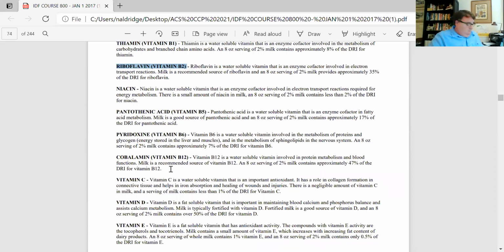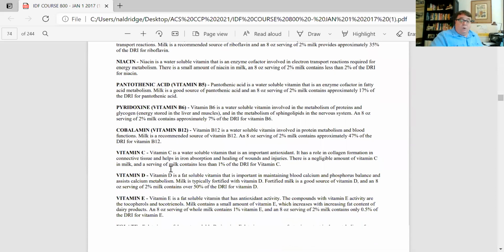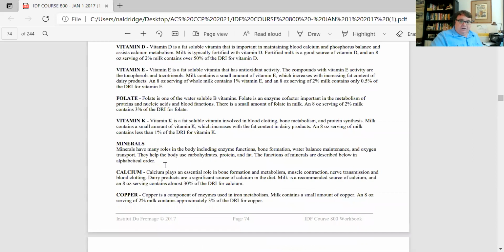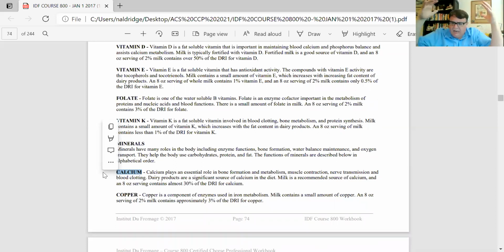Read these, absolutely, but focus more on minerals down here at the bottom of page 74. I would focus more on minerals. I would focus more on calcium. Again, those are the things that are focused more in cheese. And again, you're getting the overarching aspect of being an expert. You're not a cheese maker just yet, so you don't need to know every little detail. All right, and moving on now to page 75.